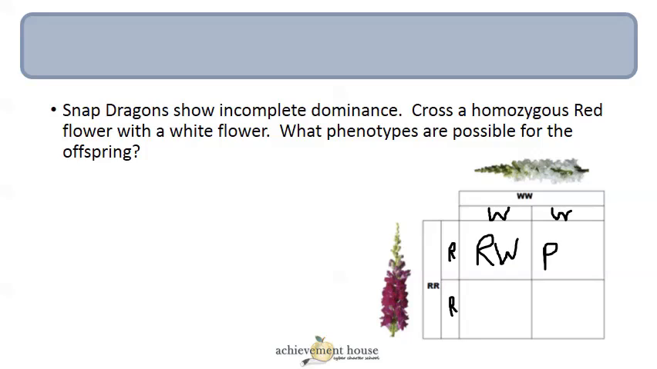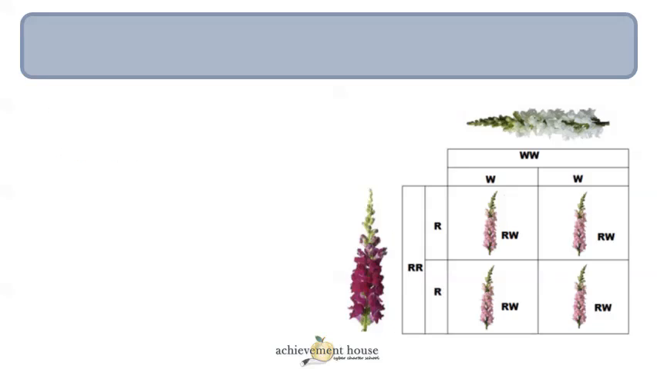It looks like all of the offspring will be RW. That's their genotype. What will they look like? What will their phenotype be? They're all going to be pink. So when we cross a red flower, RR, with a white flower, WW, we get 100% of the offspring who are RW, pink.